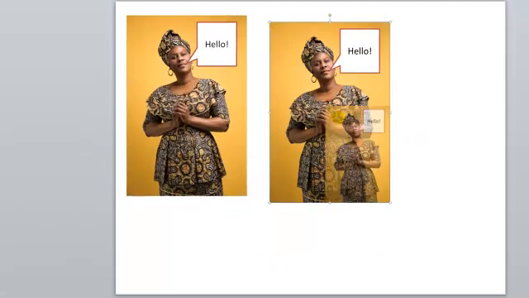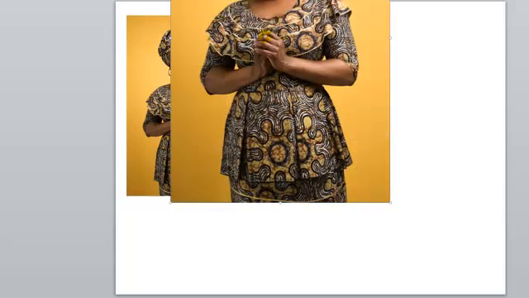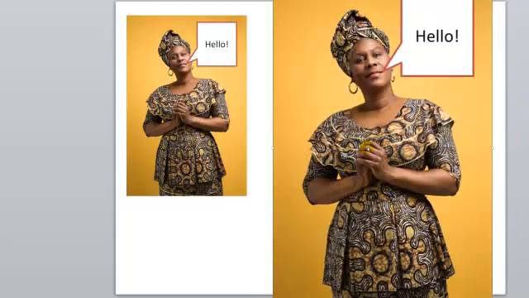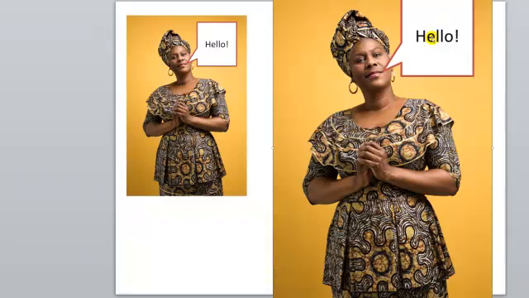Now, when we reduce it, everything reduces proportionally. That little hello is at the right size. And now, when we enlarge it, it's also at the right size. One thing that's important to notice, though, is that when you paste an object as a picture, any text becomes uneditable. So when I double-click on hello, nothing happens. When I double-click on the original, something happens. I can select it and change what she says. Again, here you can't edit the text.